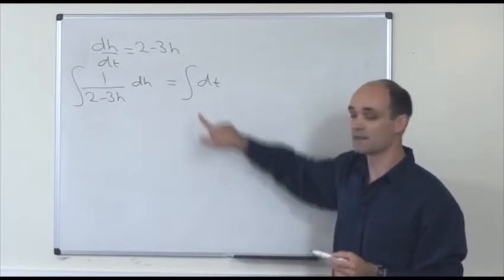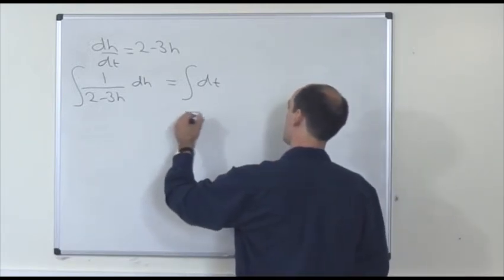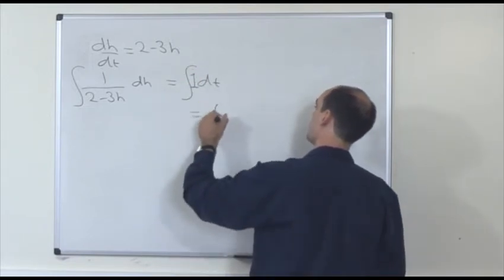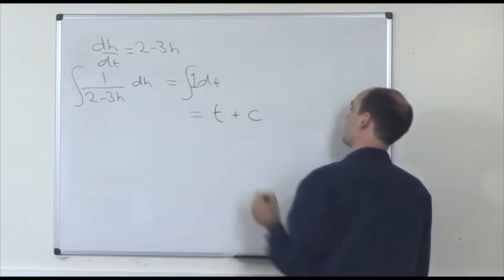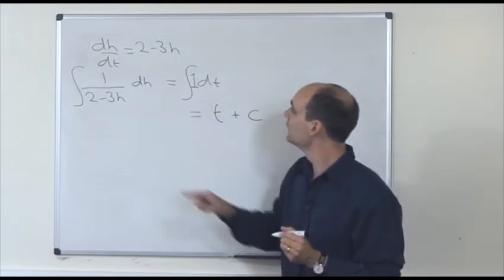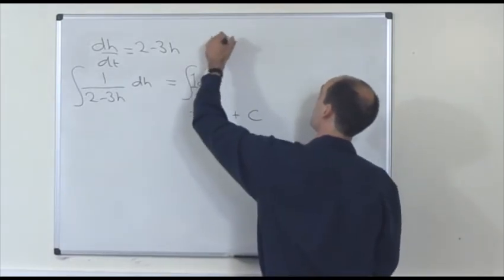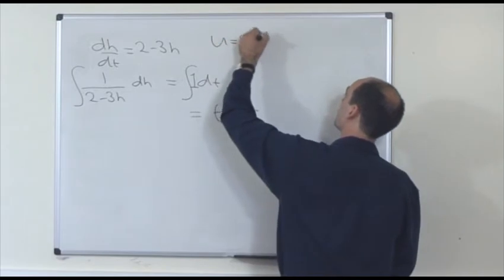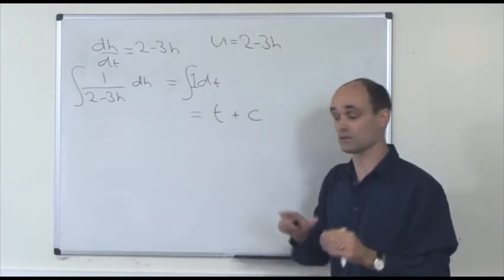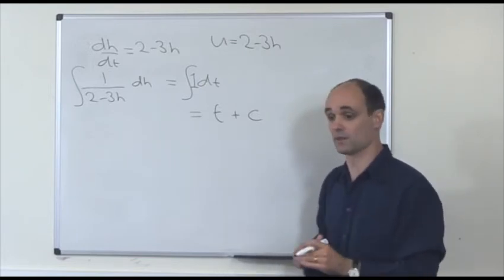And if I can do this integral and I can do this integral, then I can solve this differential equation. Well, the right-hand side integral is the easiest one, so let's do that first. That's essentially the same as the integral of 1 dt, so that's t plus our integration constant. The left-hand side is a little harder. You can do it by the substitution method. You can make the substitution u is equal to 2 minus 3h, and if you're not confident in doing this integral, I recommend you make that substitution. Or you can spot what the right answer is if you're familiar with integration methods.